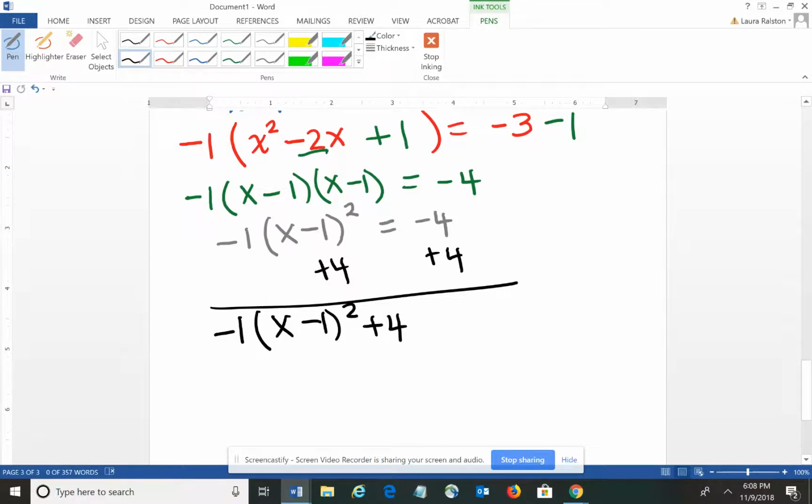Again, once it's in that form, I can tell you that the A is -1, so my parabola is going to be turned downward. The -1 causes a reflection on the x-axis. The h coordinate is 1. The k coordinate is 4. So the vertex for my parabola would be (1, 4).